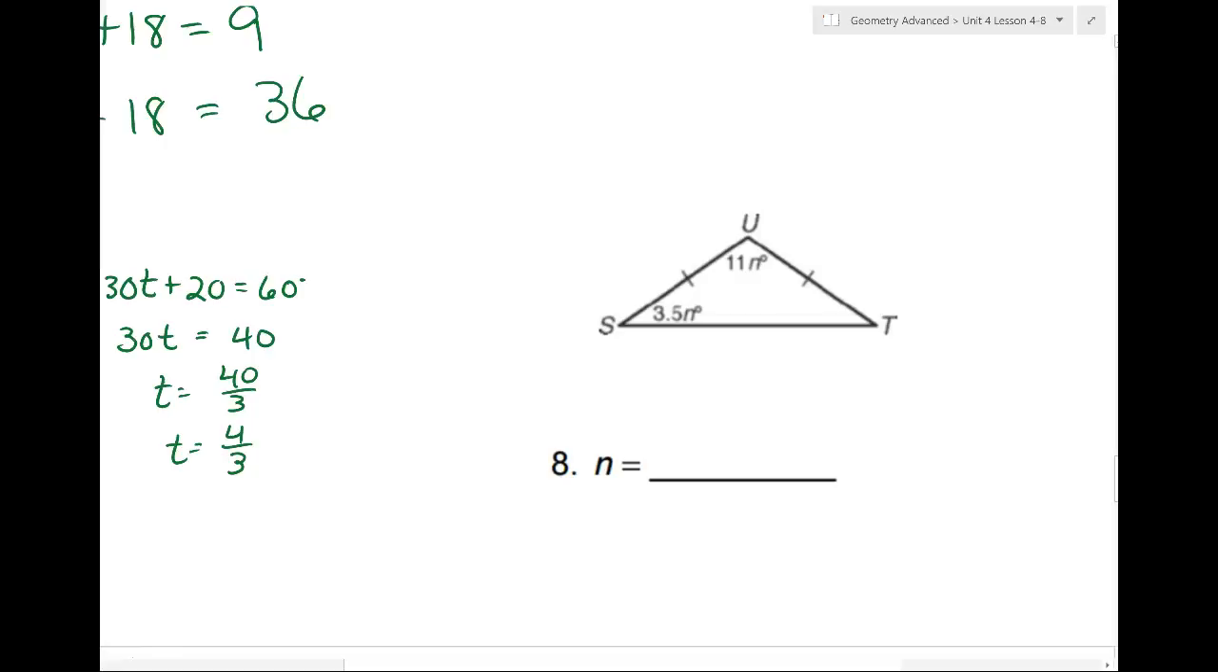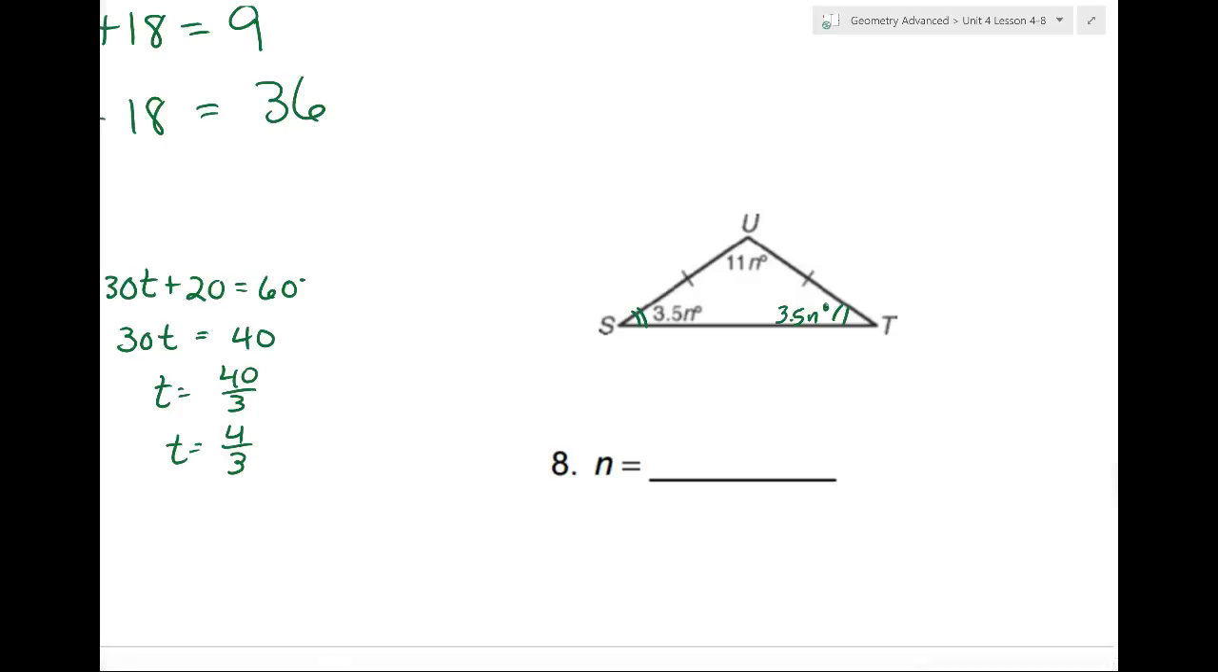All right. You know that angle S is congruent to angle T. Beautiful. By what theorem? Yeah, the isosceles triangle theorem, because we know the base angles of an isosceles triangle are going to be congruent. So I can go ahead and label that information, 3.5n degrees, on our triangle, correct? Then do what?